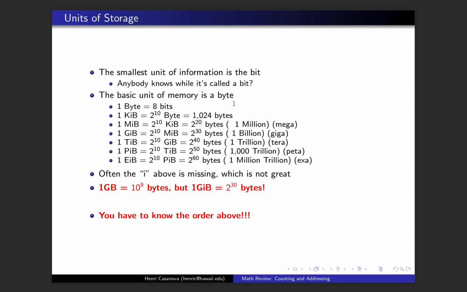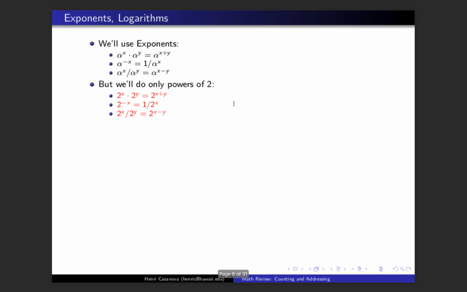Important, you know the order above, right? Kilobyte, megabyte, gigabyte, terabyte, petabyte, exabyte, right? So if at some point I ask you on an exam or a quiz or in class, how many gigabytes in a petabyte, it should be easy for you to tell me 2 to the 20, okay?